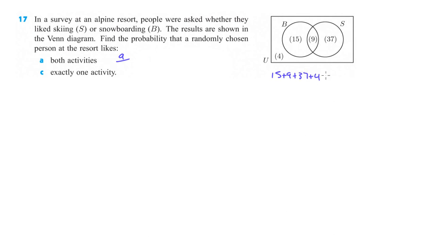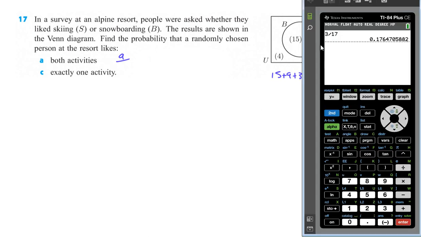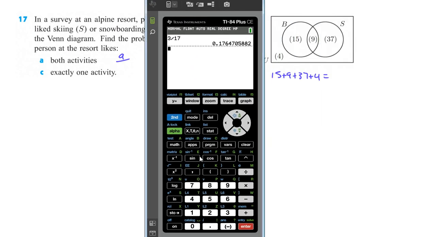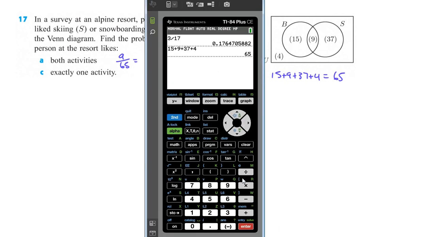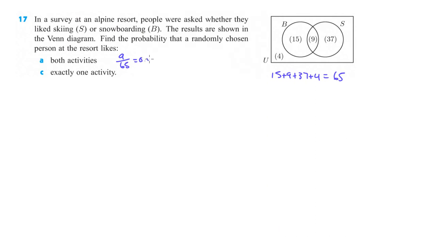And the 4 that don't like any. So we've got 15 plus 9 plus 37 and 4, which gives us 65 total people. So that's going to be 9 out of the 65 people who like both. So we will do 9 divided by 65, and that is 13.8% of the people.